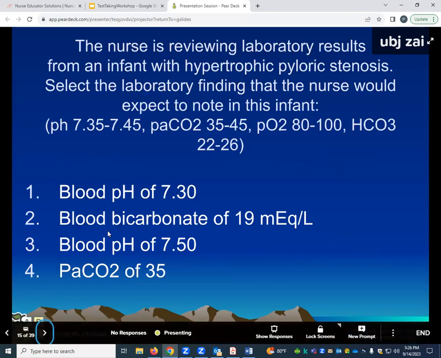The nurse is reviewing lab results from an infant with hypertrophic pyloric stenosis. Select the laboratory finding the nurse would expect to note in this infant.